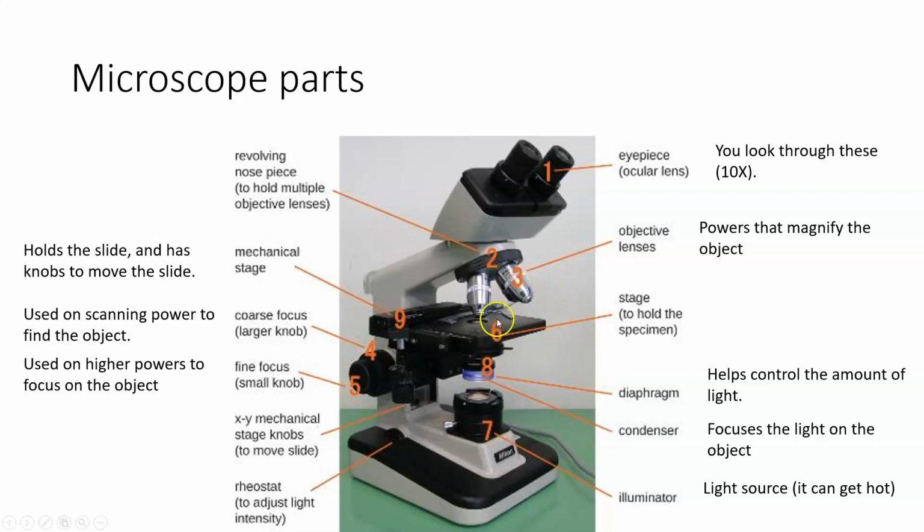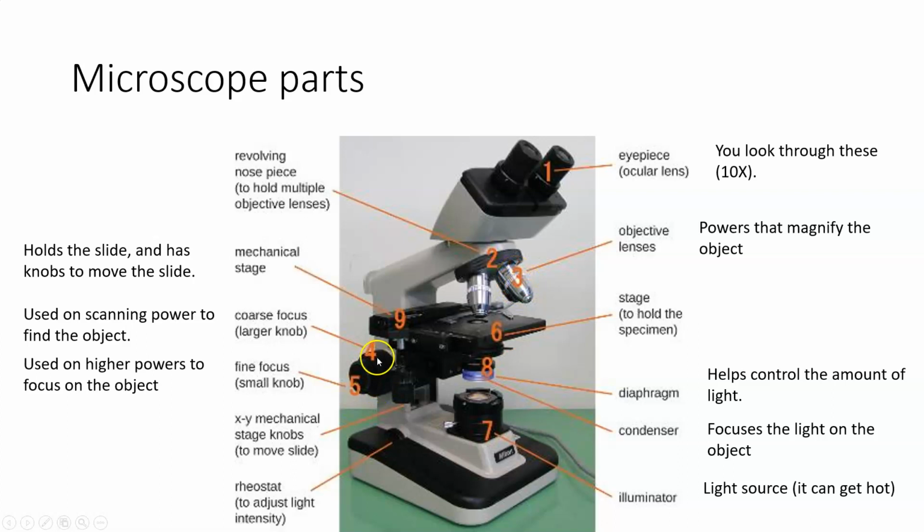Our microscopes are designed so that you don't have to lower the stage to rotate things around as long as you have the slide on correctly. Once you've found it on a lower power, all you have to do is rotate the nose piece around to the next highest power, and then you'll use the fine focus to bring it back into focus. So the objective lenses are those powers.